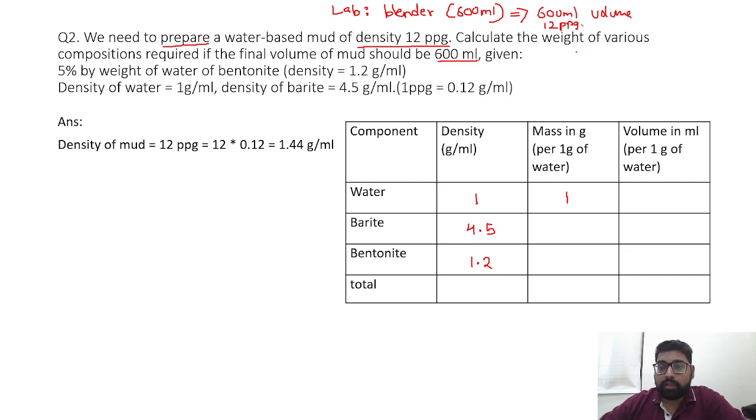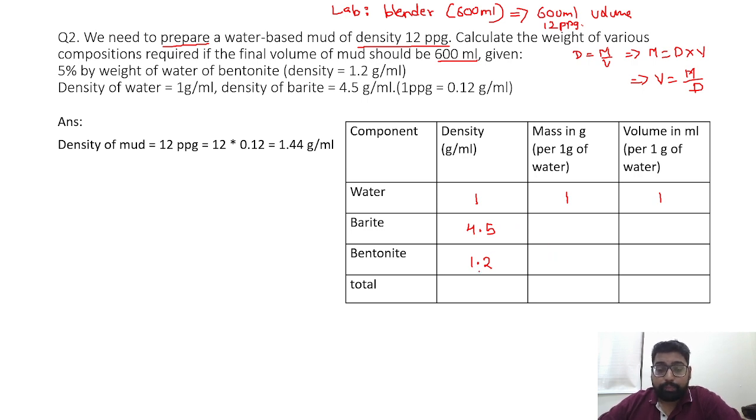Again, we can look at the formula, density equals mass upon volume. So the first formula that we get is mass equals density into volume, and the second is volume equals mass upon density. We need to find volume, so it will be mass upon density. It is 1 upon 1, that is 1.